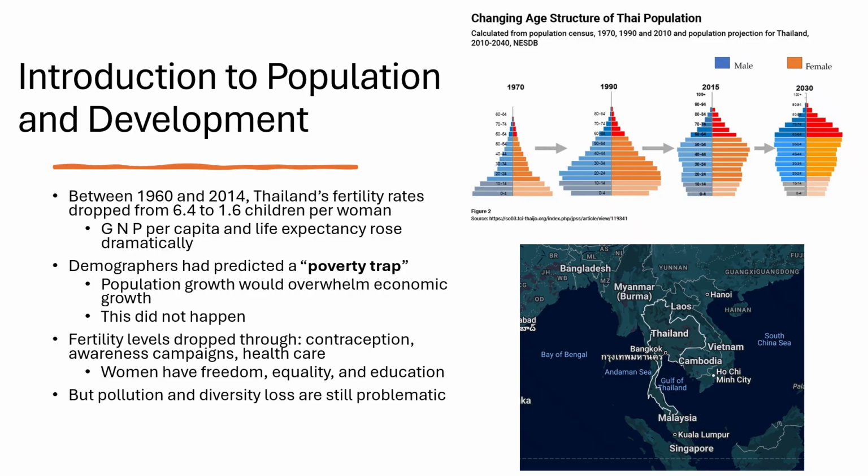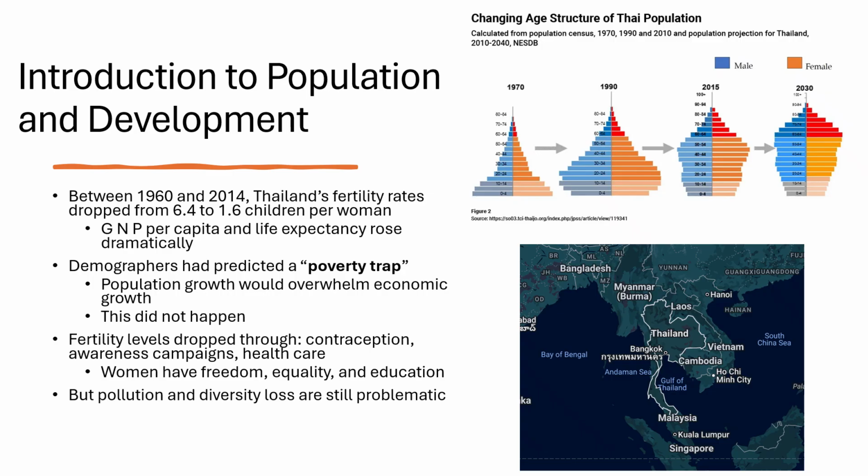What is the status of migration? How many people move into those populations? How many people leave the population? And then what is the status of urbanization? Where do people live? Those 5 elements are tightly connected to economic development.